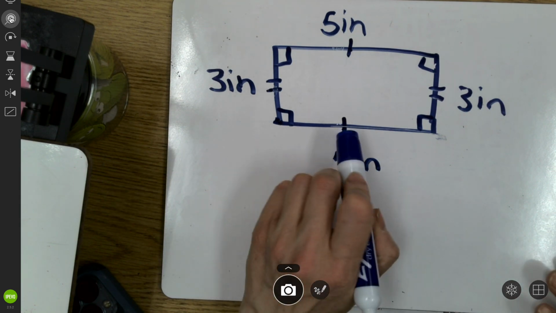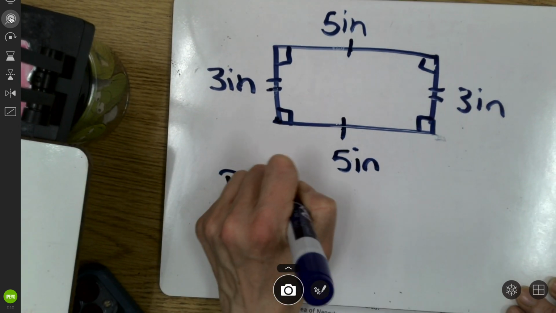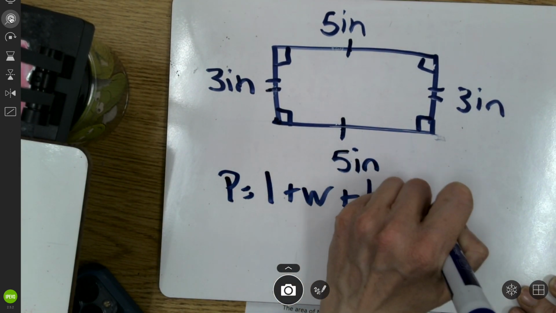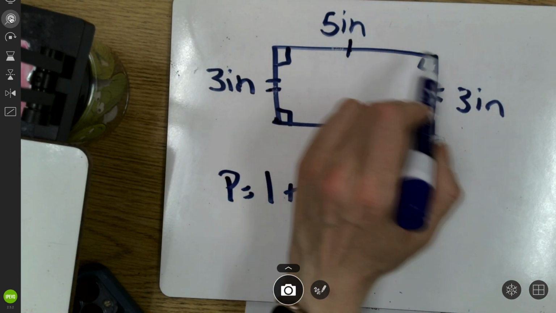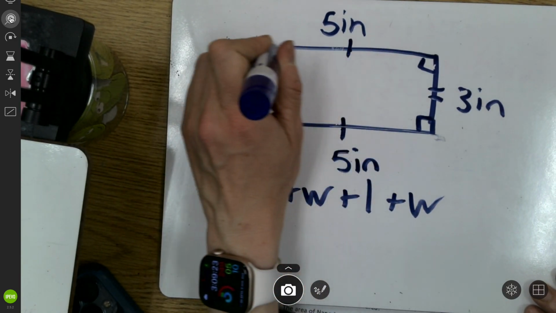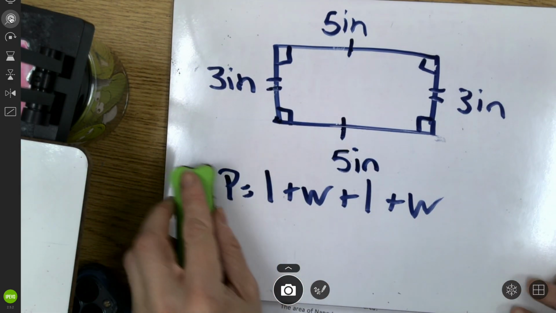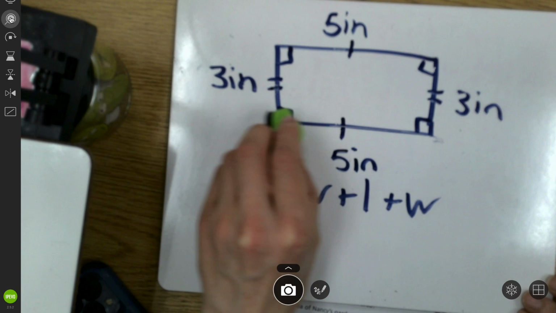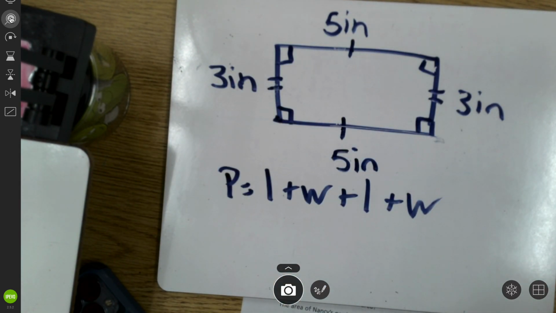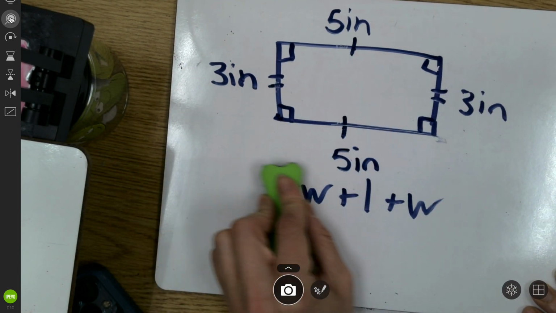Okay, so to do that, you would add all the sides together. So perimeter equals length plus width plus length plus width. Okay, so 5 plus 3 plus 5 plus 3. That's how you get the distance of all sides of your rectangle. You add them together. Area is a little different. In area, so perimeter is the distance around the shape. Area is the space inside the shape, okay?